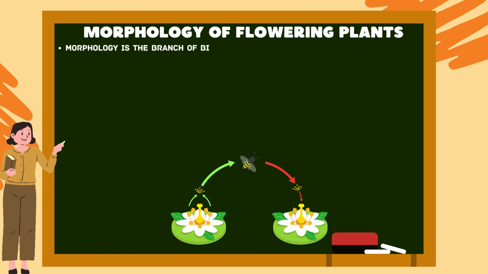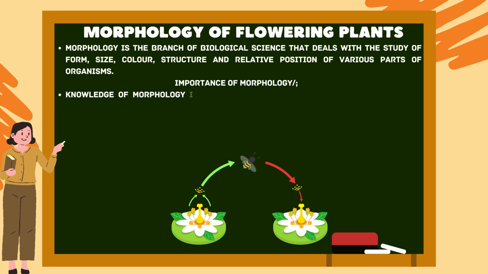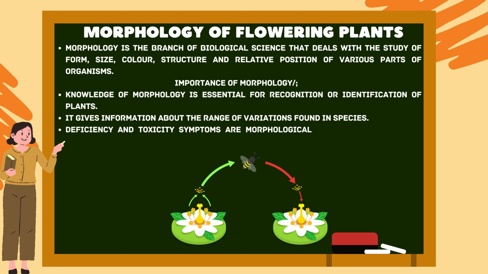Morphology of Flowering Plants. Morphology is a branch of biological science that deals with the study of form, size, color, structure and relative position of various parts of organisms. Importance of morphology: knowledge of morphology is essential for recognition or identification of plants. It gives information about the range of variations found in species. Deficiency and toxicity symptoms are morphological changes that occur in response to shortage or excess of minerals.